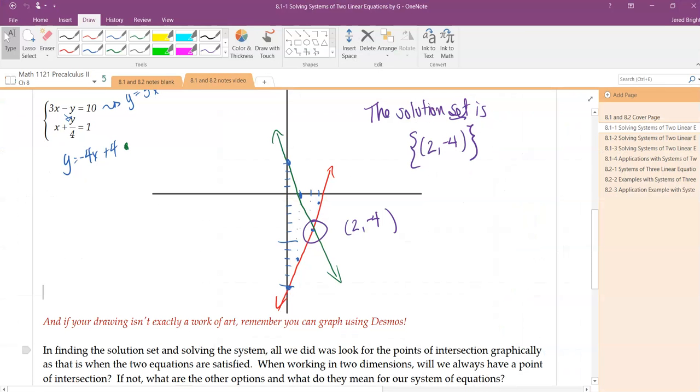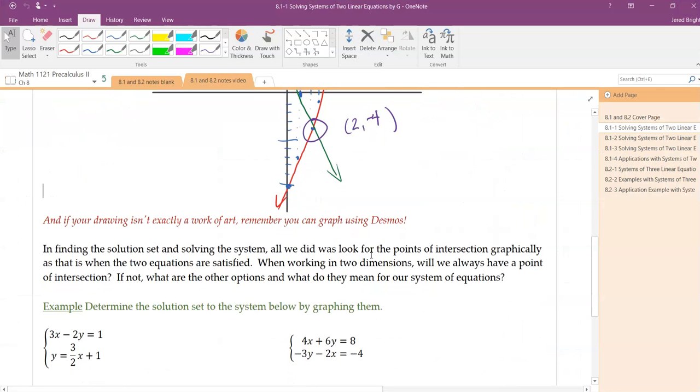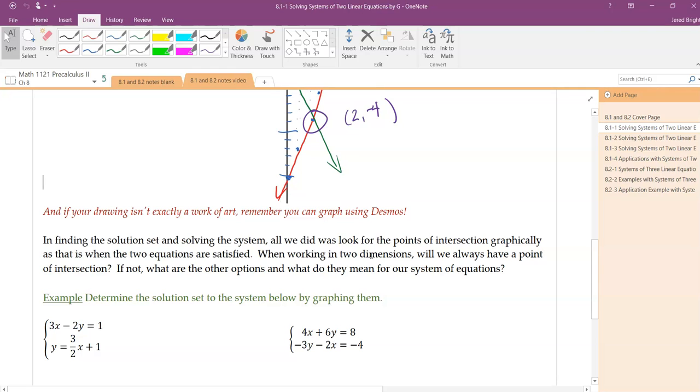Okay, so then going back here, all we want to do when we're trying to find a solution set for a system of equations is find the point of intersection. But do any pair of lines necessarily have a point of intersection? And if they don't, what are the other options?